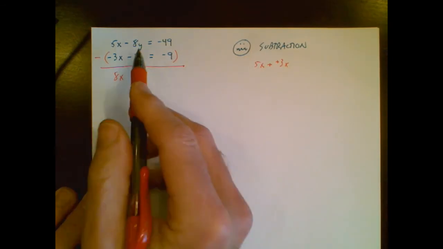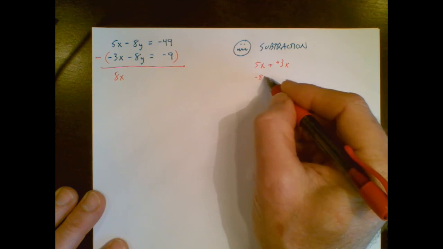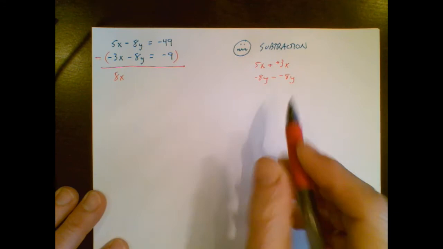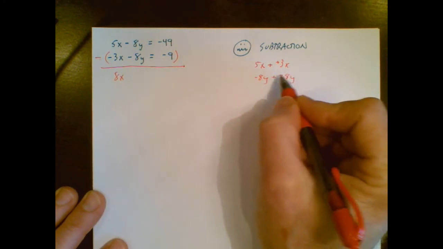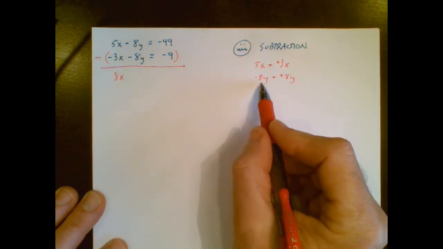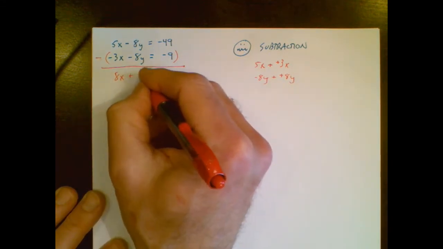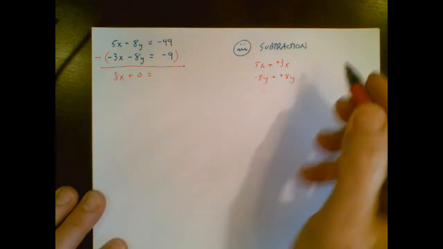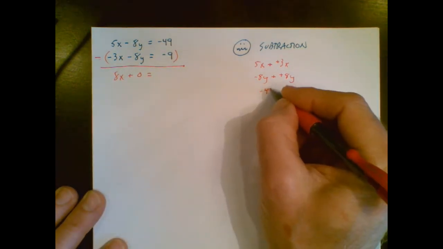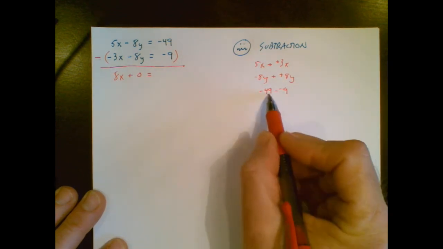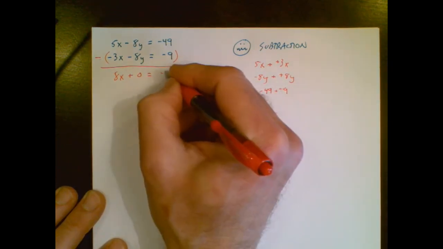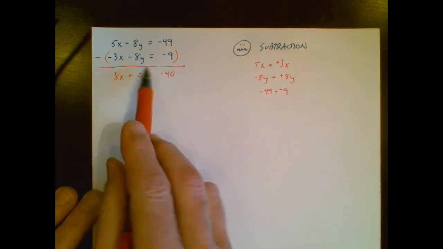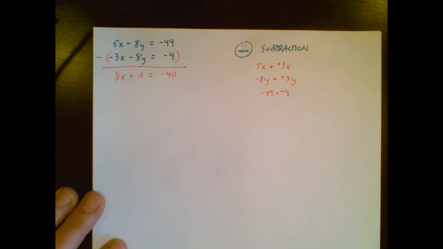All right, now over here I have negative 8y minus a negative 8y. Well, minus a minus is like plus a plus. So this is negative 8y plus 8y, which is 0. That's good. Then negative 49 minus a minus 9 is like negative 49 plus 9. That's negative 40. So the purpose of this problem was to show you this subtraction can get you. So you got to be careful.